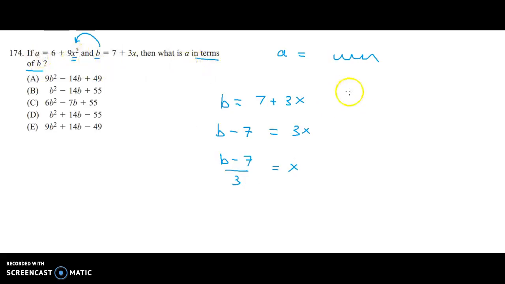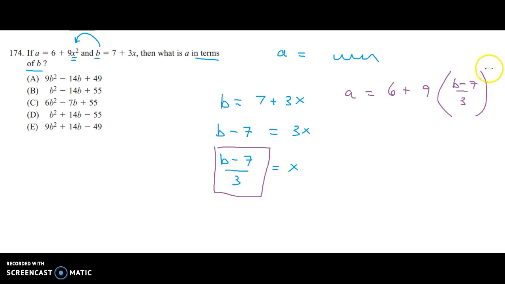If I plug that in, that gives us A is equal to 6 plus 9 times whatever x is squared. Well, we rewrote x as the same thing as B minus 7 over 3, so let's just plug that in. B minus 7 over 3, and all of that is squared. Okay, so now this gets a little irritating, but we can do this. B minus 7 squared is going to be what? That's going to be B squared minus 14B plus 49, if I'm not mistaken. Double check me. I was foiling it. But then 3 squared is going to be 9, so that's just divided by 9.